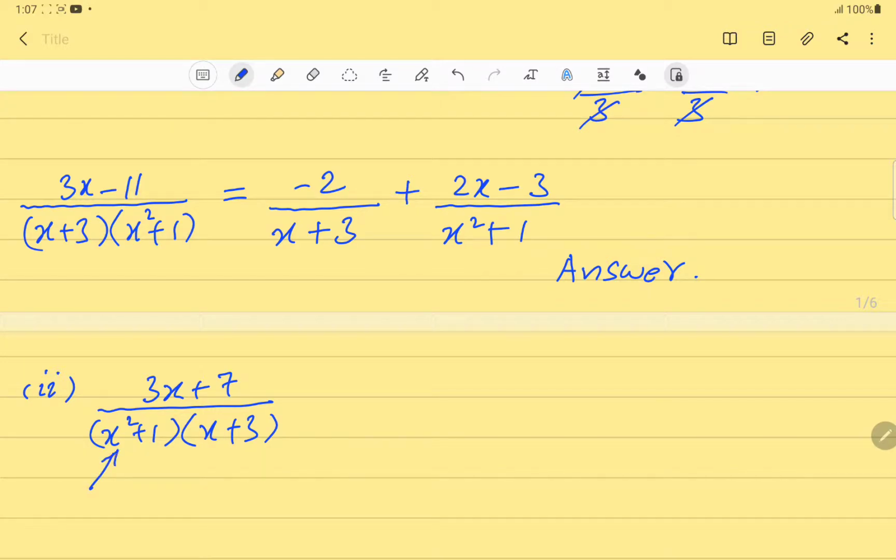Our first factor of the denominator is a quadratic factor, and our second one is a linear factor.